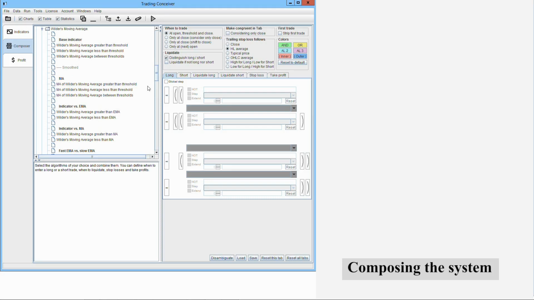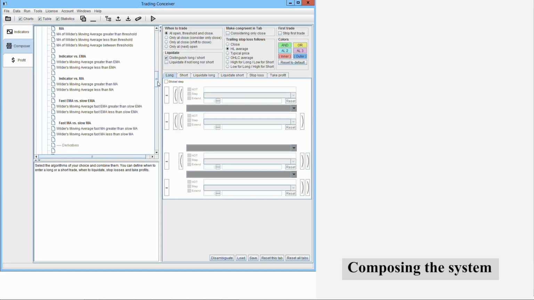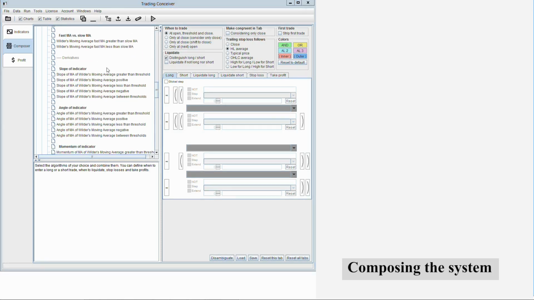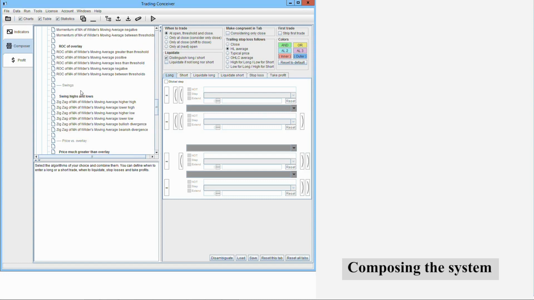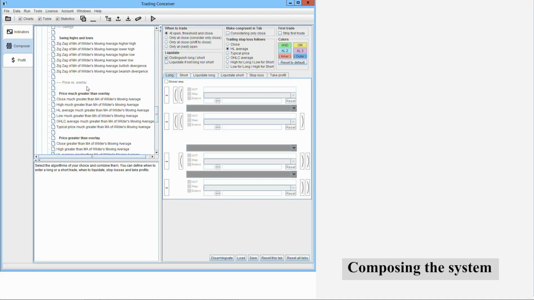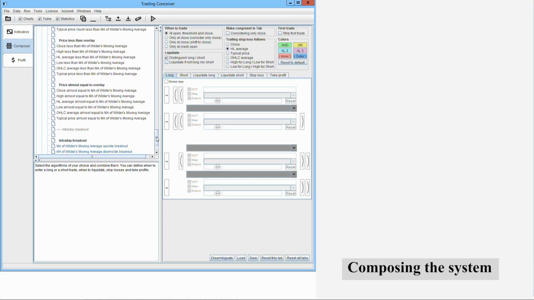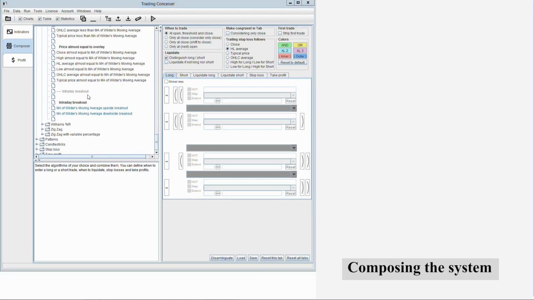There are algorithms for the base indicator, for smoothed versions of the indicator, algorithms that implement the concepts of derivative, gradient, tangent, incline, steepness, algorithms implementing the concepts of swings, algorithms comparing the price with the value of the overlay, and algorithms implementing intraday breakout.